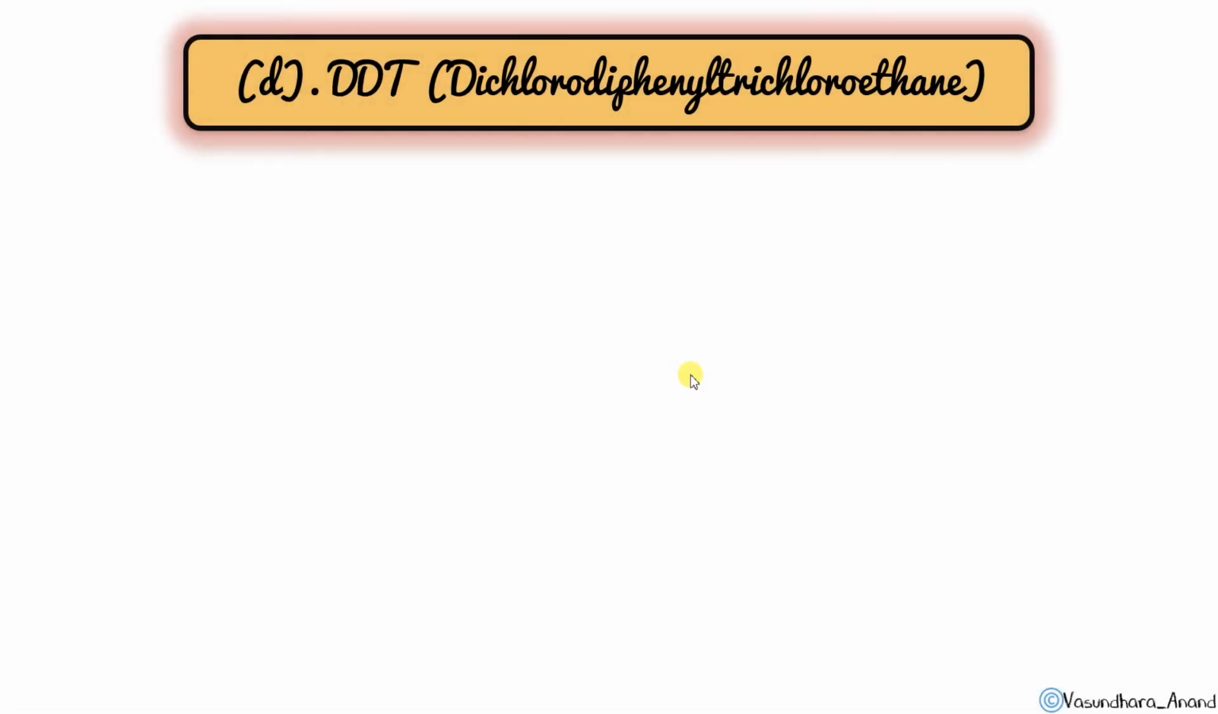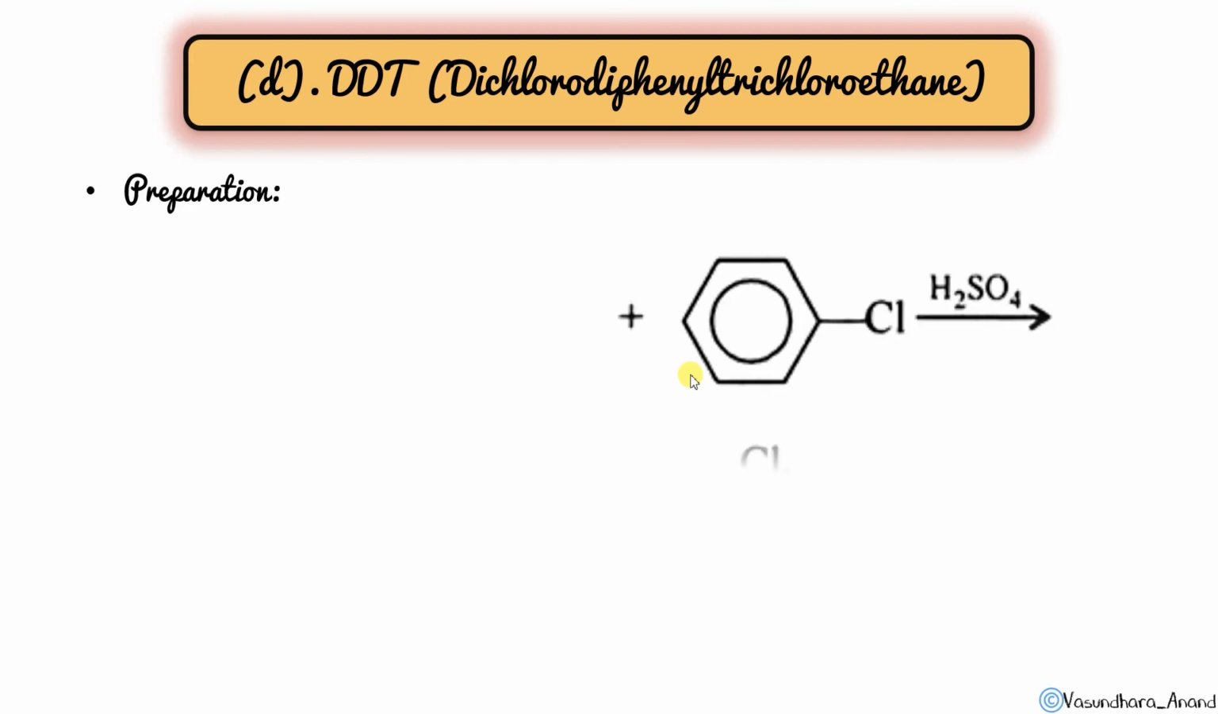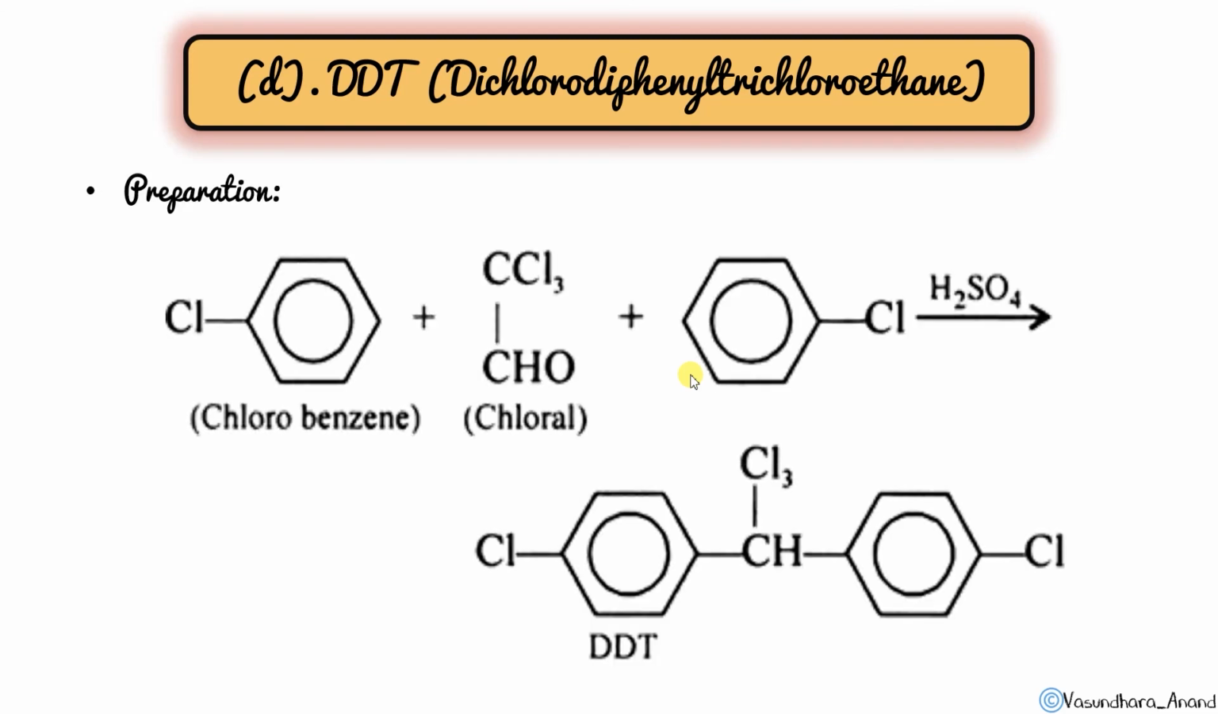This is dichlorodiphenyltrichloroethane. We know that it is used as an insecticide. Yes, and the formula is needed because sometimes it can be asked to convert something to DDT. So that is important in this way. Preparation: we can prepare this DDT by the reaction of 2 moles of chlorobenzene with chloral. Chloral means CCl3CHO, trichloroethanal, which we call chloral.